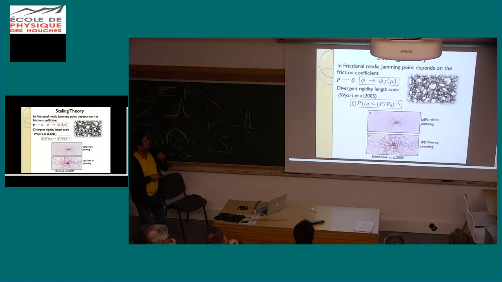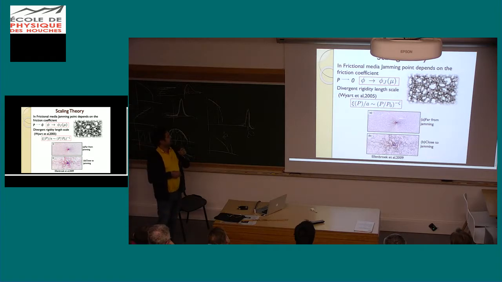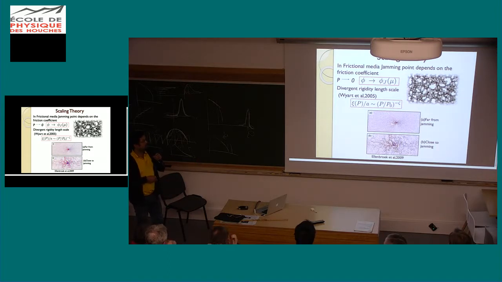Long ago, Matthew proposed that there is a rigidity length scale that diverges as you approach the unjamming point. And it has also been seen in simulation that you can see from this that there are two systems, where this system is very far away from the jamming, and this system is very close to the jamming point. You apply a point force and observe how that gives rise to fluctuation, and to what extent that fluctuation propagates. You can see that close to the jamming, you have a length scale that diverges.